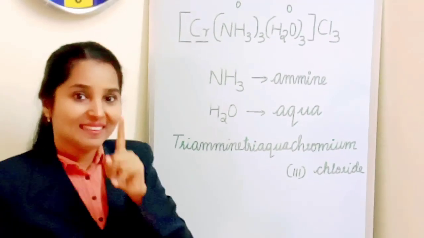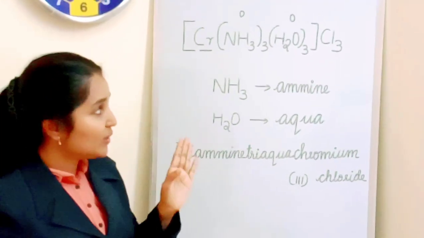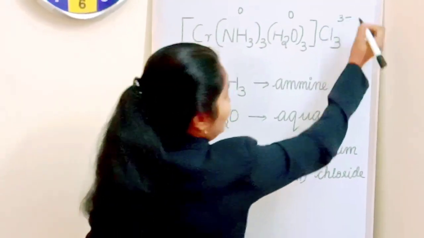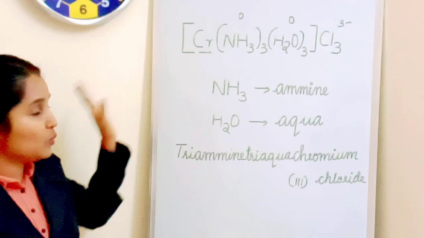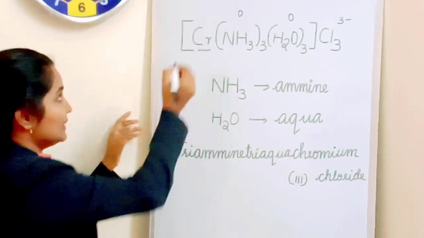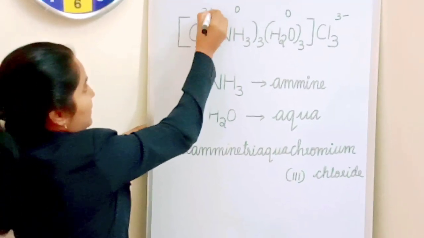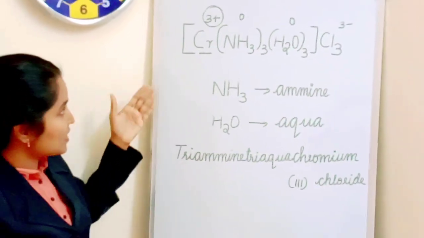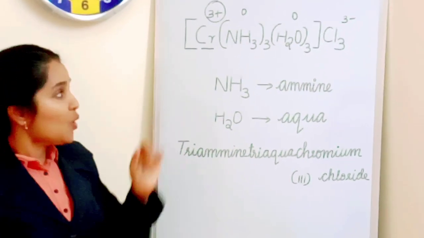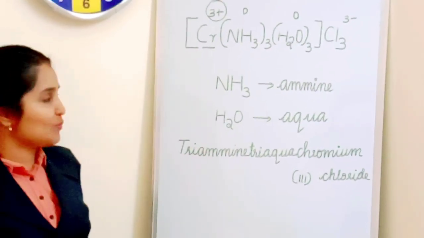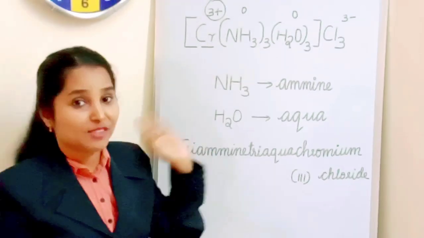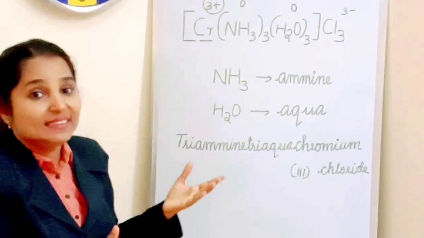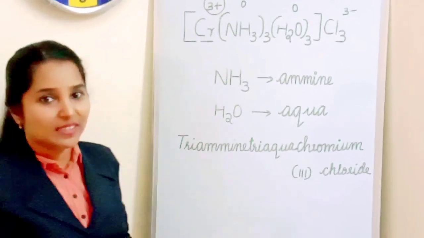How many chlorines are there? 3 chlorines are there. So it will have 3 minus charge on it. So naturally, what will be the charge of Cr here? 3 plus. So we could easily find out the oxidation state of the central metal atom. Once we know the oxidation state and the names of the ligands, we can keep them in alphabetical order, and now it's ready for us to write the name of the coordination compound.